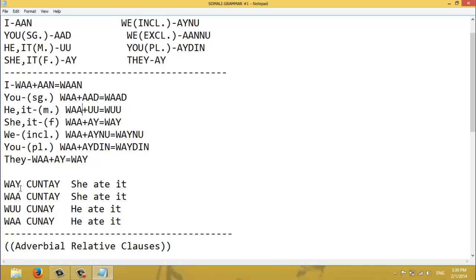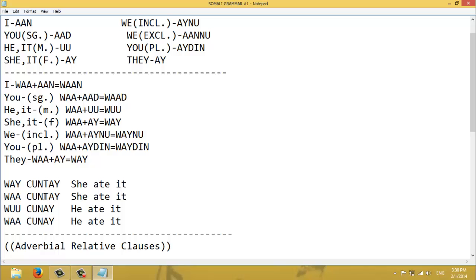Okay. Here's another example. He ate it. So wu or nay. So you see that now we're dealing with he or it. You see how they add oo here. That's dealing with he. Oo. And then une. He ate it. Now, this is not the same as this. This is dealing with something else.